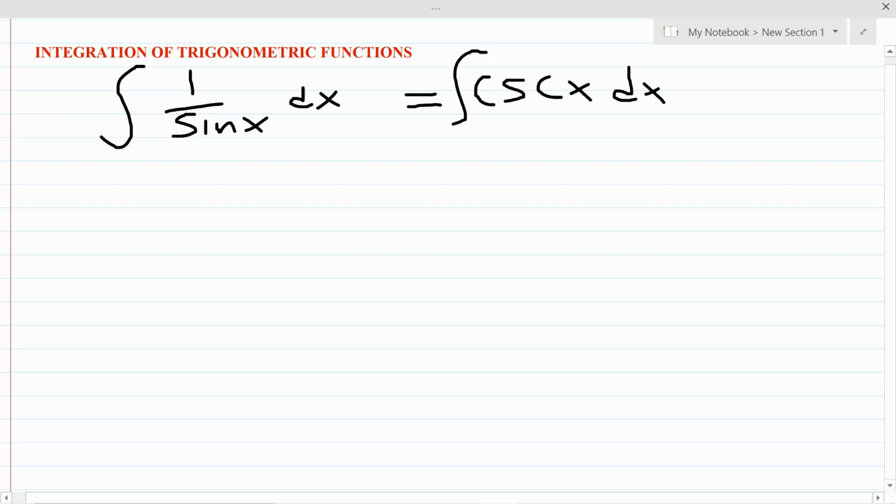Now with this, let's try and do some magic here. This is how you integrate this: the integral of cosec x dx. Now I'll try to create and destroy something here, so let me write it again.